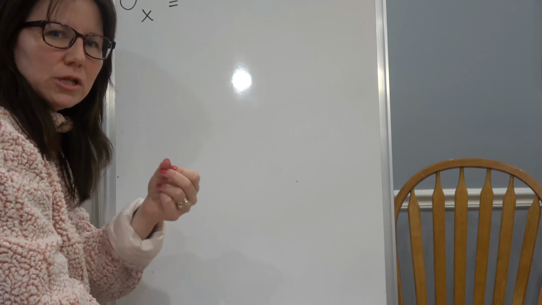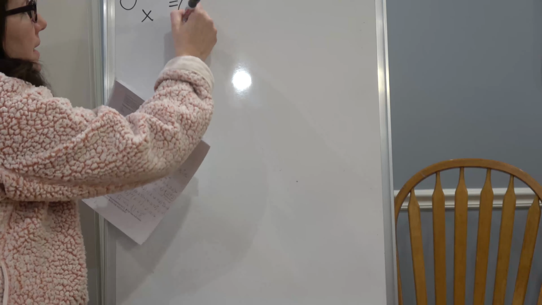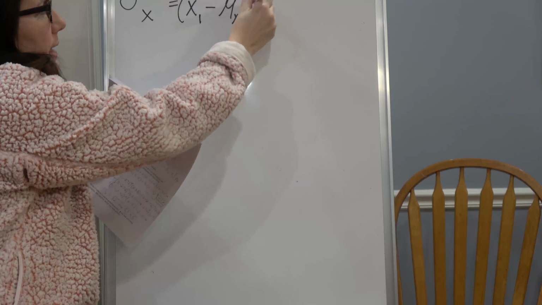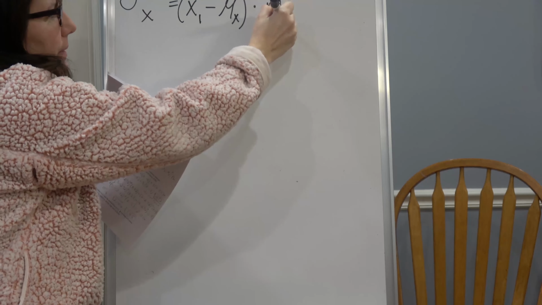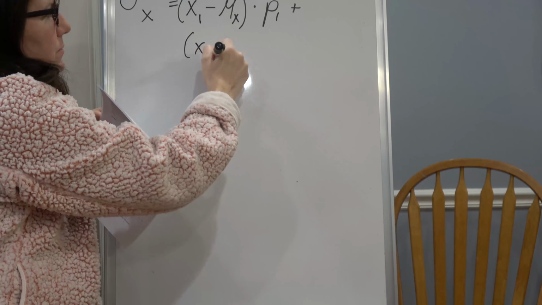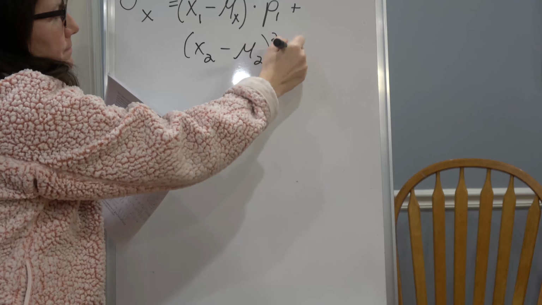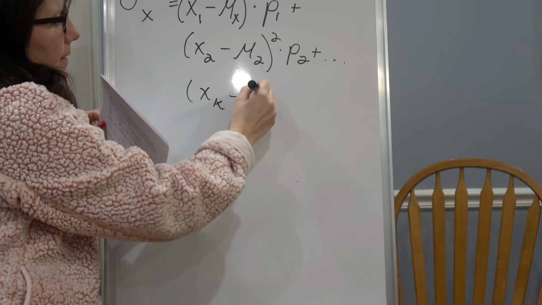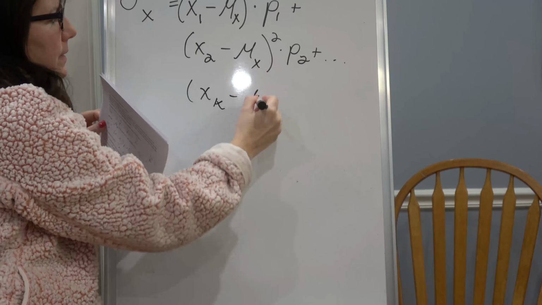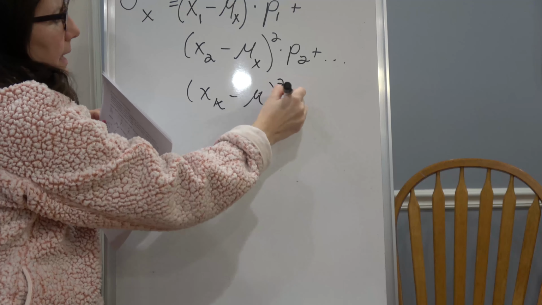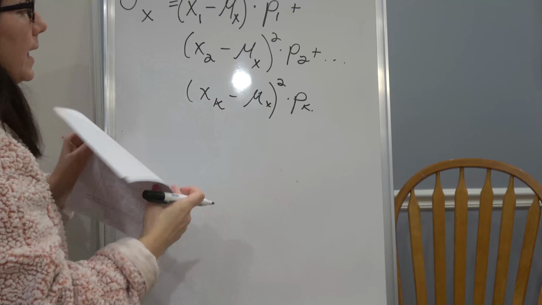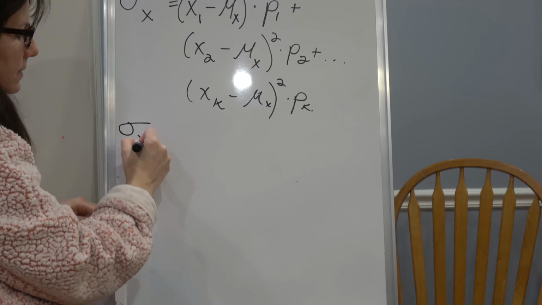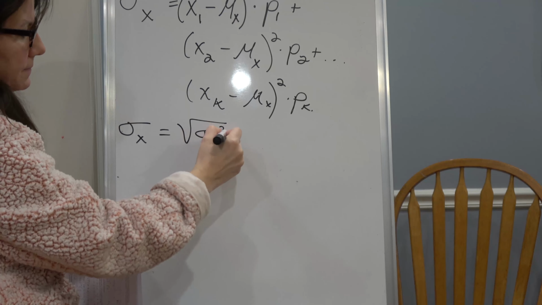In the case of a random variable, each value has a probability, so we have to weight that deviation. So the formula would be each x value minus the mean of x, squared, times the corresponding probability. So we would do that for x sub 2, and so on, all the way up to the last x. I'll call it x sub k. Oops, why did I make that a 2? That's x sub k minus mu sub x, squared, times p sub k. And then you would have the variance, okay? The standard deviation is obviously the square root of that.